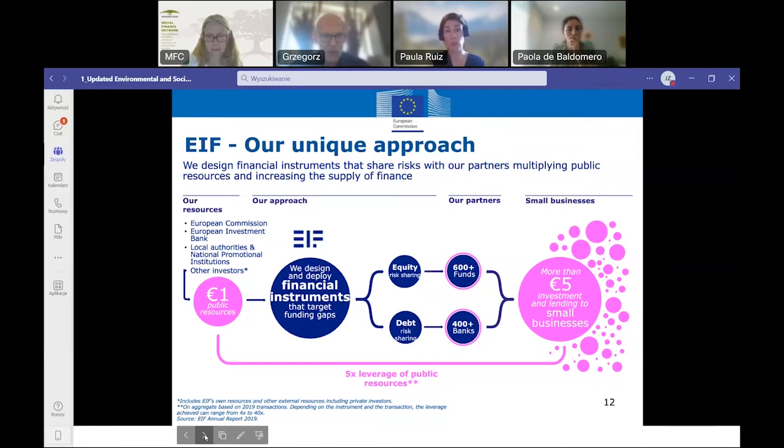And we enter into operations with financial intermediaries. And so far, we have worked with more than 600 funds and 400 banks. And thanks to this whole process, we finance mainly SMEs, but also mid-caps and individuals. And we transform, on average, each euro of public resources into 5 euros actually invested in final recipients. Next slide, please.